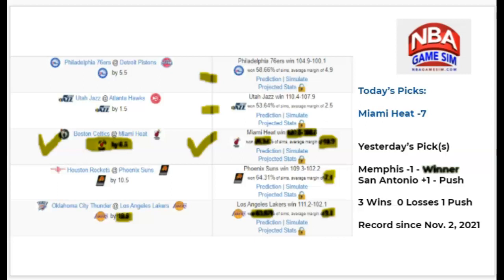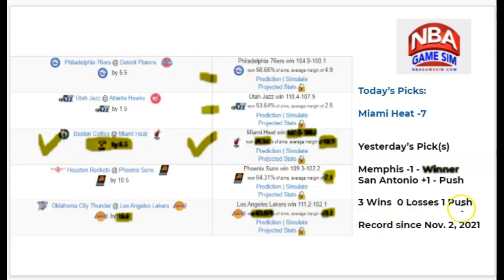Yesterday's picks, winner chicken dinner with Memphis minus 1, and they had a push on the San Antonio Spurs game. Today I see one pretty interesting that's standing out, the Miami Heat by 6.5 is the line at home versus Boston. The simulation they have here shows a final score of 120 to 100, and a very high percentage of games in the simulation covered by about 19 points. So this looks to be a potential blowout situation. So it's going to be really interesting to follow.